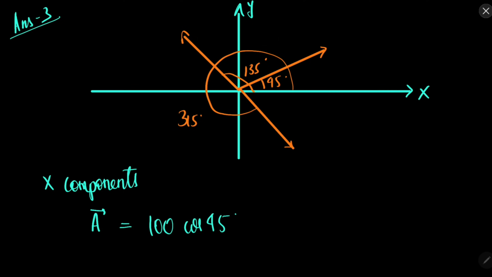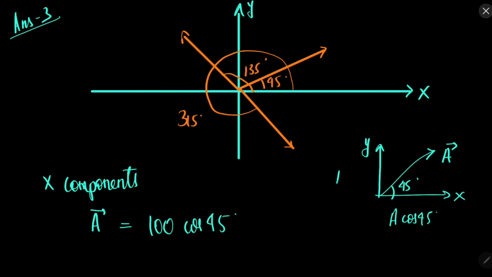Let me tell you how. So this is the x-axis, this is the y-axis, and this is 45 degrees. This is vector A. So this will be A cos theta, that is A cos 45, and this will be A sin 45, as we have discussed in the other lectures. Because of that, the x component will be A cos 45 degrees.